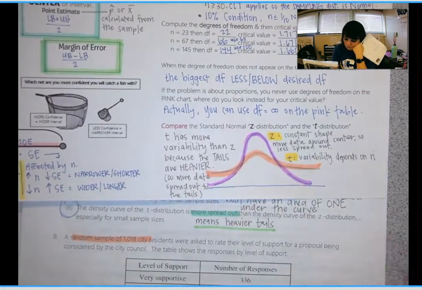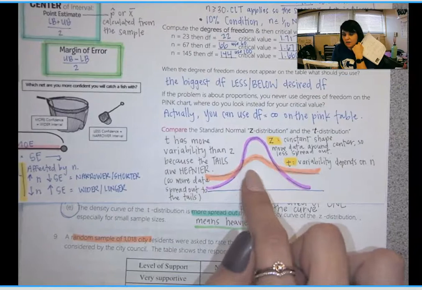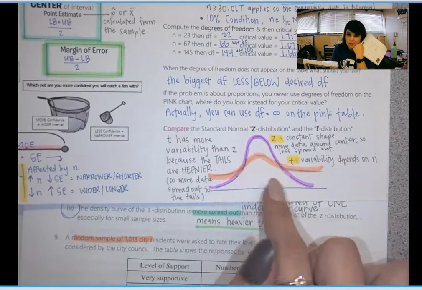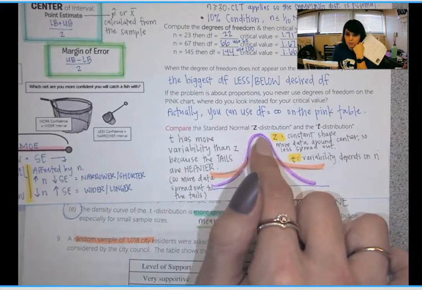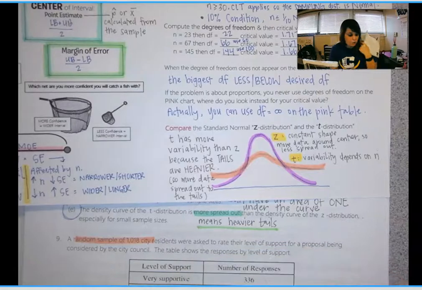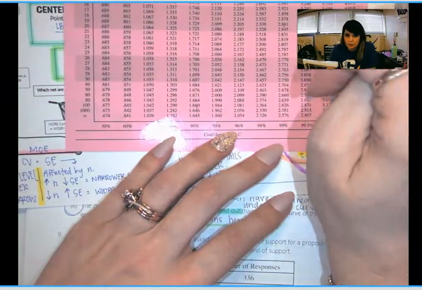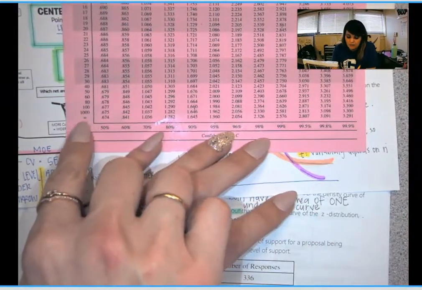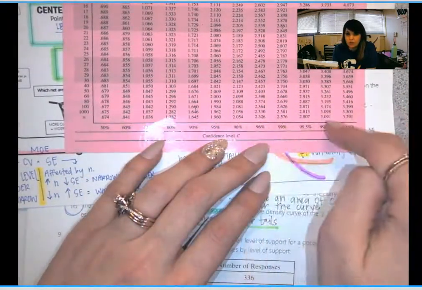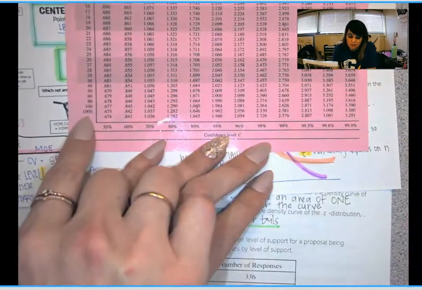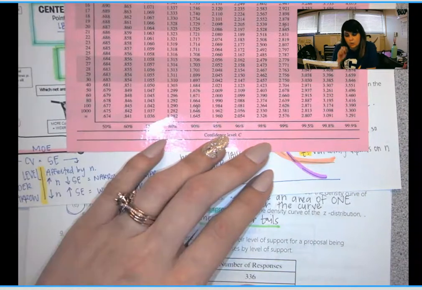If you need to add that in somewhere, make sure that you do. Like, you could add right here, as n gets bigger, the orange curve becomes closer to the purple curve. That's why on our pink t table, we use a sample size or a degrees of freedom of infinity for our z critical value, because when your sample size is large, essentially your t distribution looks like a standard normal distribution.